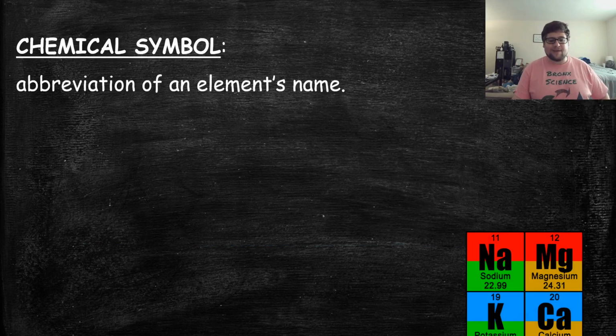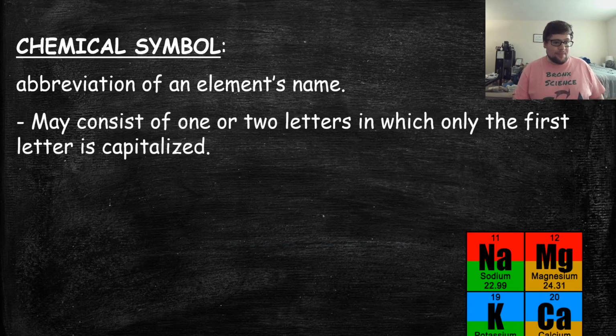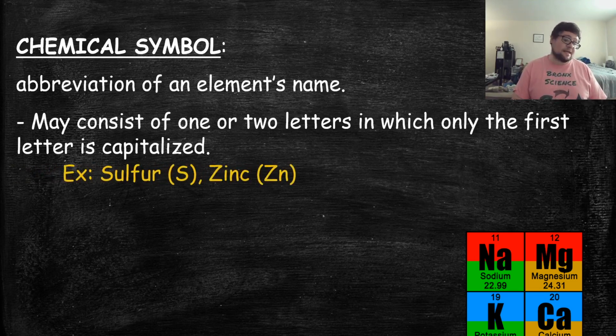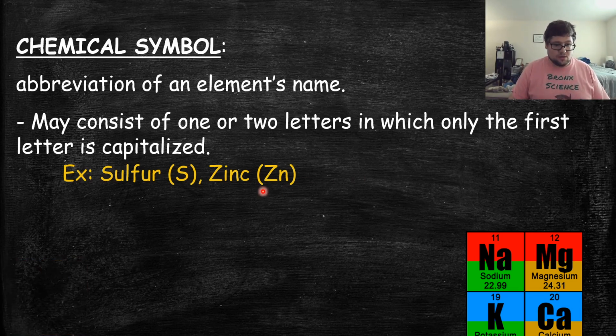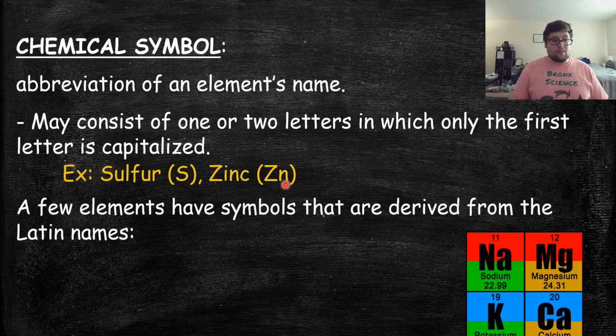So, talking about substances, I just want to talk about the chemical symbol, which is an abbreviation of an element's name. It may consist of one letter or two letters, in which only the first letter is ever capitalized. In fact, you can have a theoretical infinite number of letters, but the first letter is always capitalized. Examples of those: sulfur is S, zinc is Zn. Notice that the Z is uppercase, and the n is lowercase.